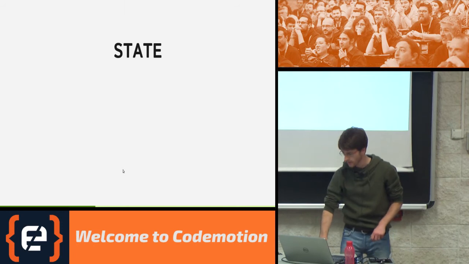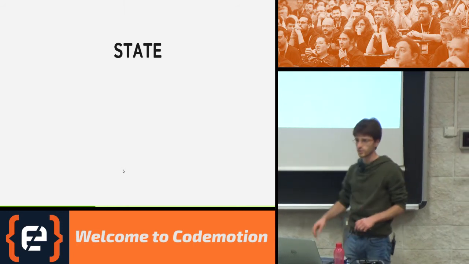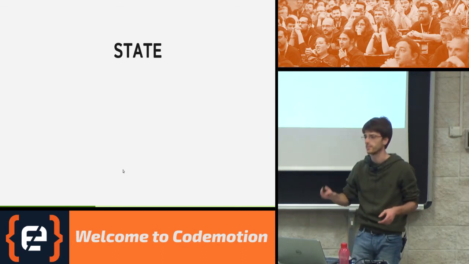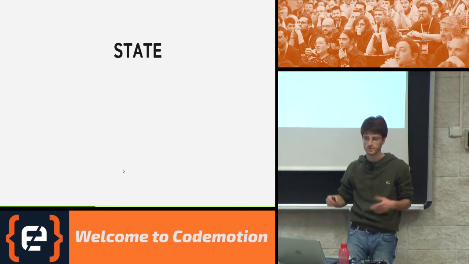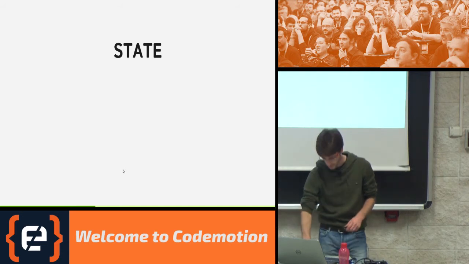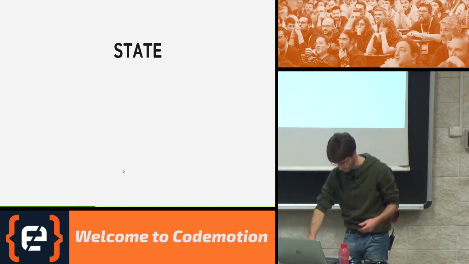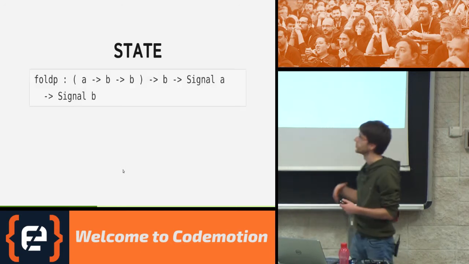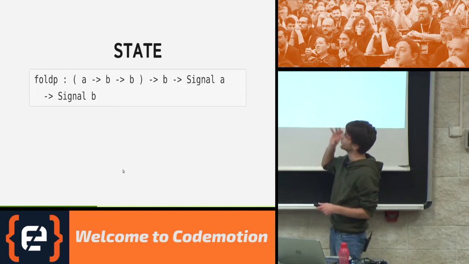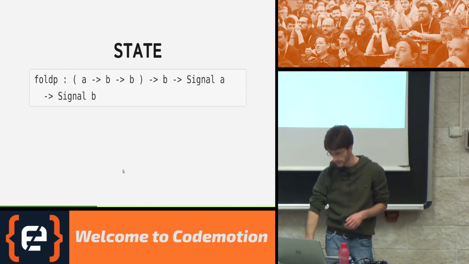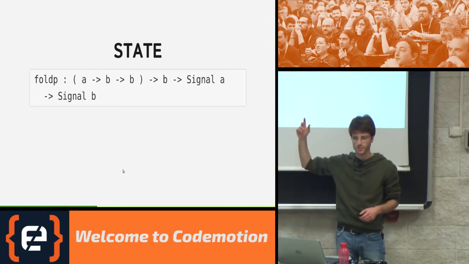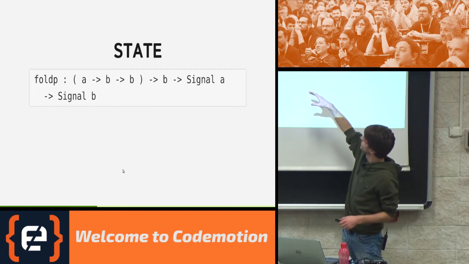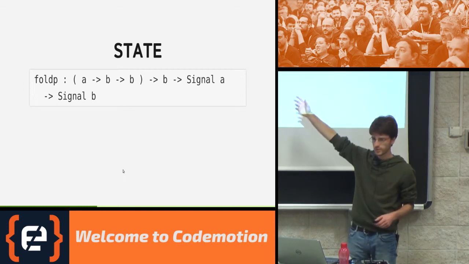Okay. What now if we want to store some state? For example, we want to count how many times I clicked the mouse button. Just really simple stuff, but still we want to store some state of what we already did inside our application. So to do this, we have a slightly more complicated function, but if we go through it, it's not so complicated. It's called foldp, which stands for fold from the past.